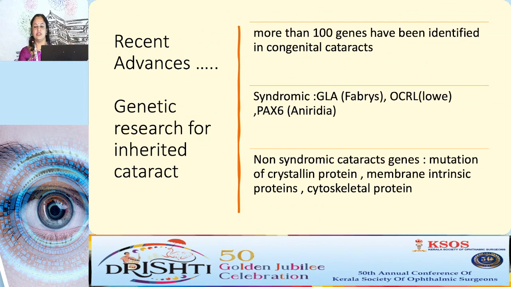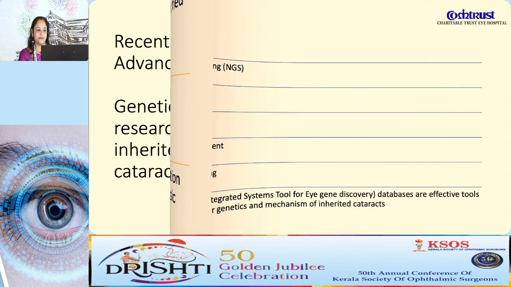Then the recent advance is genetic research, which is the recent thing that has come forward. It's been found that more than 100 genes have been identified in congenital cataract. And as he has told, most of the cases are idiopathic, but we do not know; we have not done a genetic analysis for most of them. Non-syndromic cataracts could have a mutation of crystalline proteins, like what he told about connexins and all. So just remember that 100 genes have been identified, so there may be some association like that.